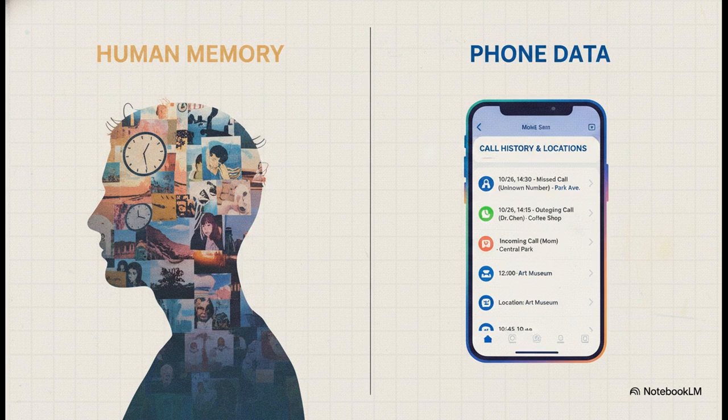Think about it. Human memory? It's shaky. We forget things. We mix up times. But phone data? It's objective. It doesn't have a bad day. It doesn't forget. It's just a cold, hard, time-stamped log of what happened, who called who, and, crucially, where they were when they did it.